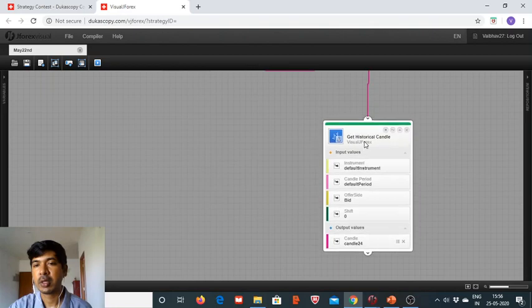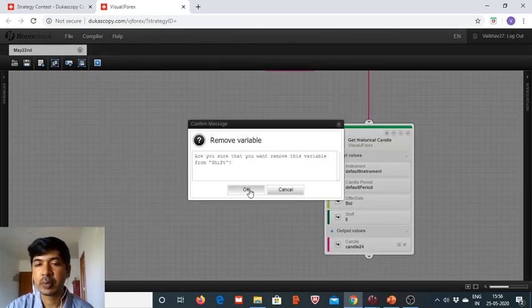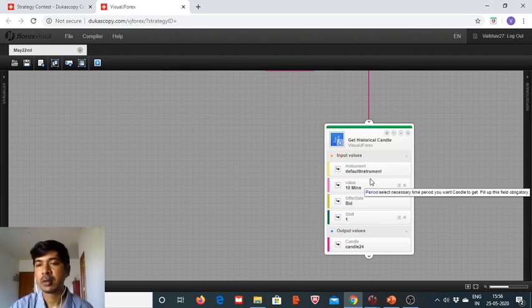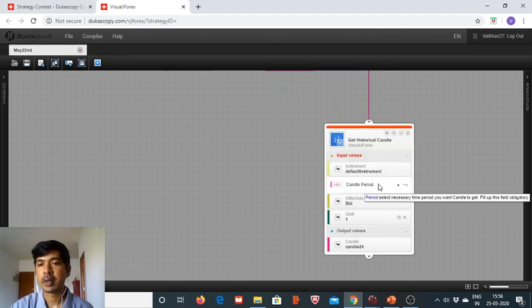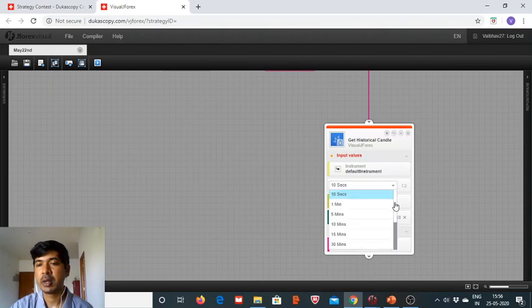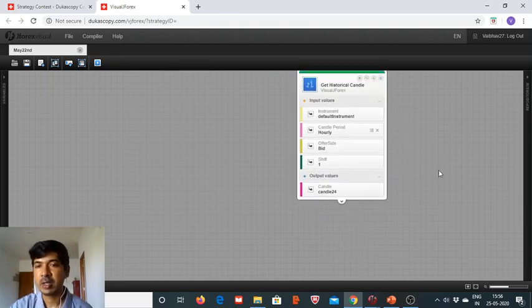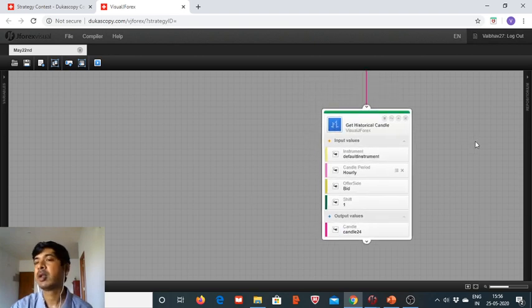So here we got this, and we make it shift 1, last candle. We change this to hourly. Candle period should be 1 hour each. Bid side is fine, and we got the output value as well.